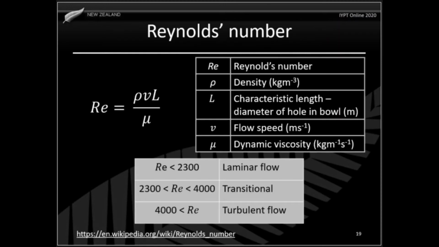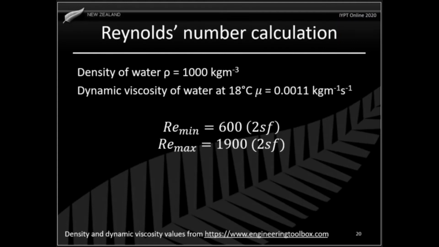Reynolds number is a way of quantifying turbulence using characteristics of the object and fluid. A low Reynolds number indicates laminar flow, and a large Reynolds number indicates turbulent flow. Here are the values I used for density and dynamic viscosity of water. The diameter of the hole and the flow speed changed between tests, so I calculated a Reynolds number for every test I did. The lowest Reynolds number I got was 600, and the highest Reynolds number I got was 1900. Both are within the bounds for laminar flow.